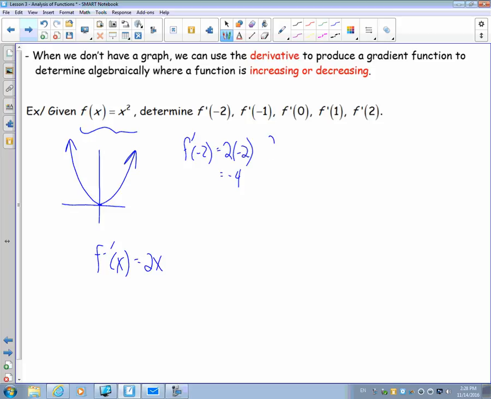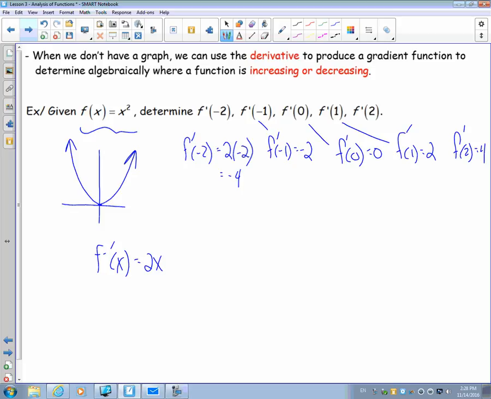If I do the same thing for the next one, f prime at -1, I get -2. And we'll just do these like this. F prime at 0, I get 0. F prime at 1, I get 2. And f prime at 2, I get 4.